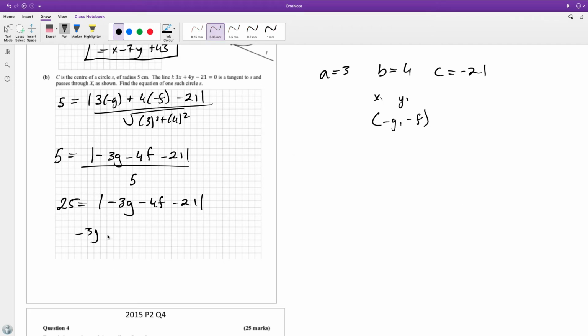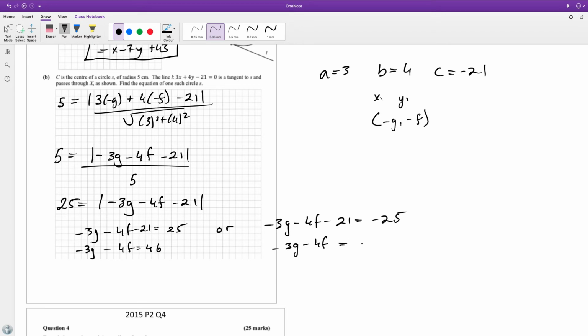We're going to say that minus 3g minus 4f minus 21 is equal to 25, or minus 3g minus 4f minus 21 is equal to minus 25, plus or minus. That's minus 3g minus 4f is equal to 25 plus 21, which is 46, or minus 3g minus 4f is equal to minus 25 plus 21, which is minus 4.